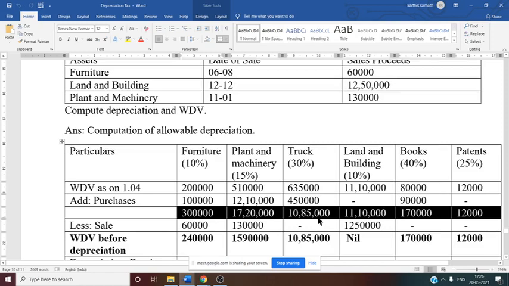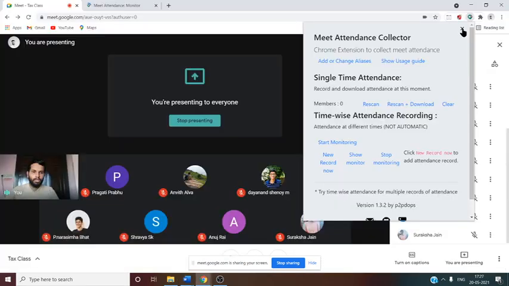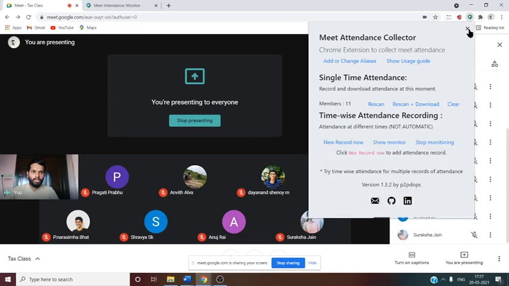Next, sale. We need to see the sale. After that, you need to deduct the sale. Sales are also known as transfers, transfers made during the relevant previous year. Here there are 3 transfers. First is furniture, 60,000. Plant and machinery is again sold, that is 1,30,000. Under truck, dash, no information. Land and building, that is 12,50,000. Book and patent, no information about transfer.